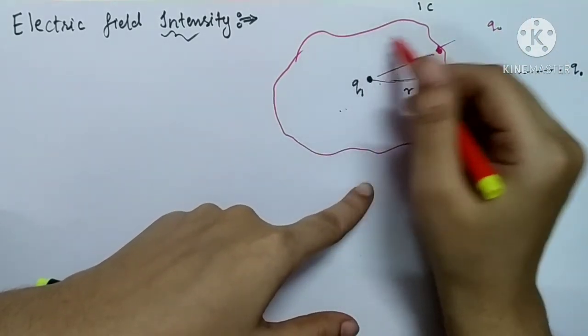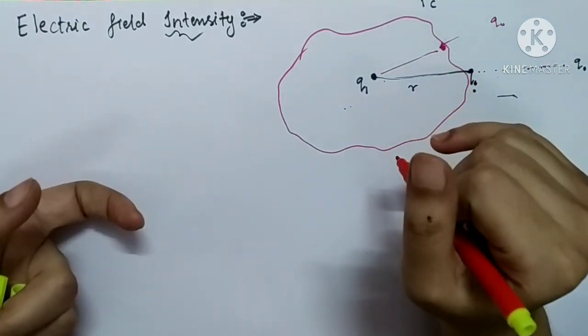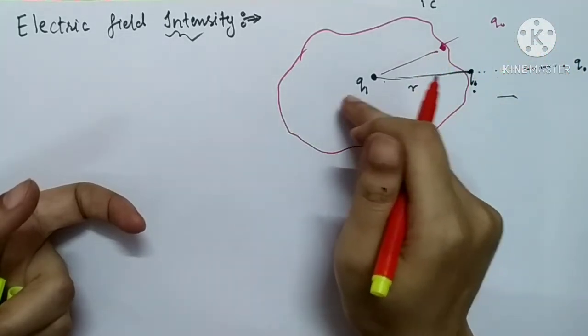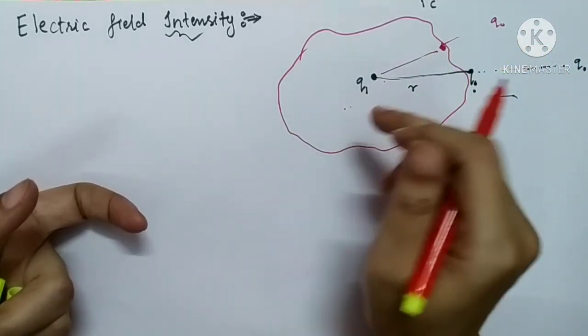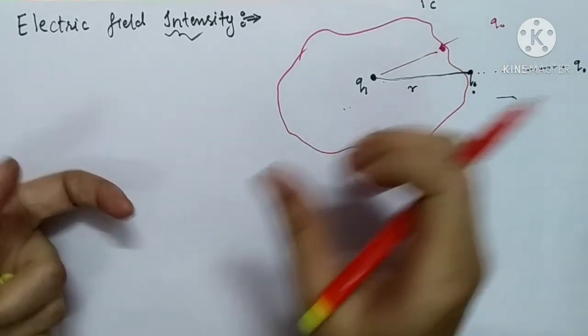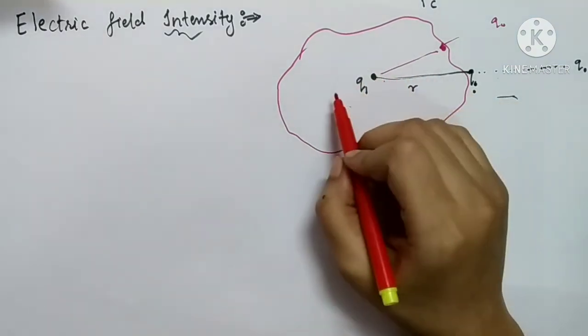So this area of effectiveness of the charge q1 is called the electric field. It is the area surrounding any charge where the effect of attraction or repulsion is felt by the other charge. So this is called the electric field.